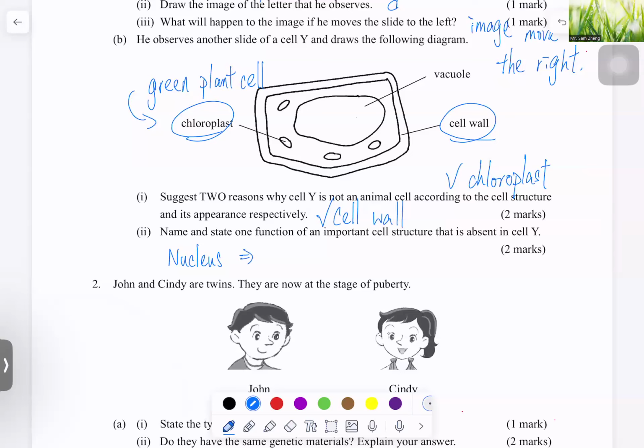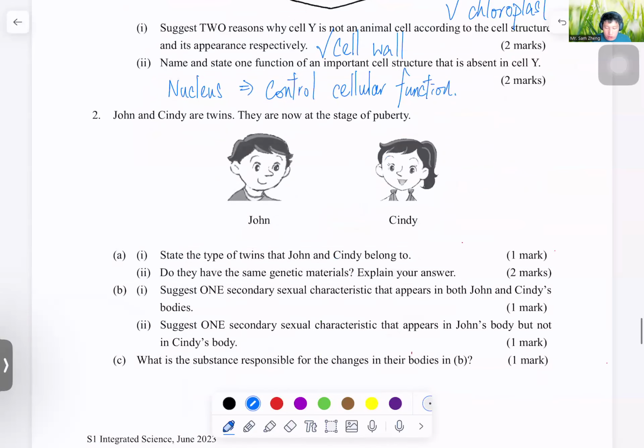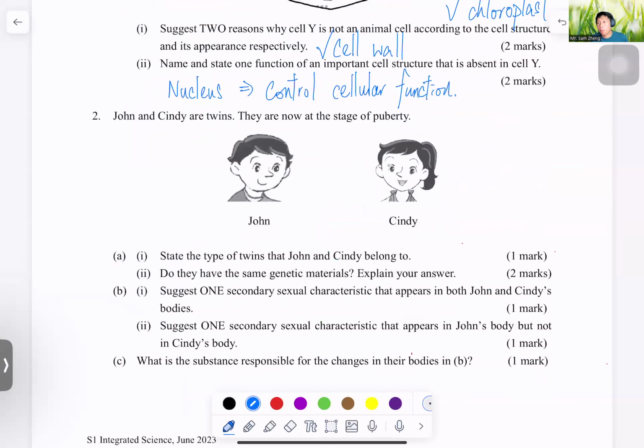Then what is the function of the nucleus? It controls the cellular activities. So as it controls all the activities that happen inside the cells, it is similar to the brain of a human. Sorry, it's not the cellular function, it should be the cellular activities.